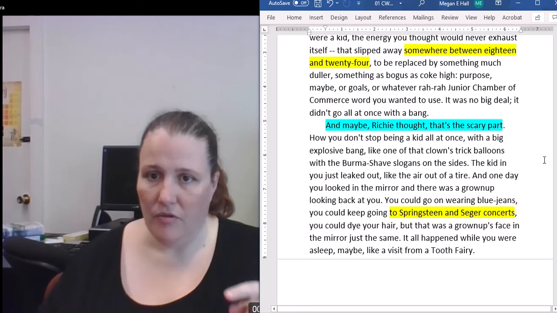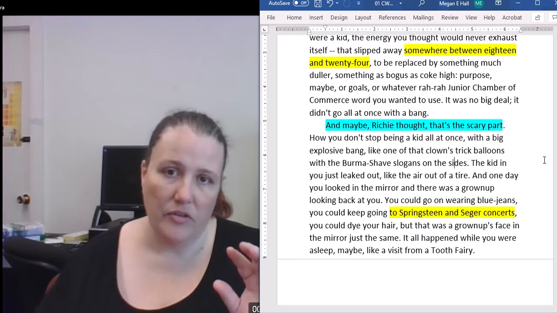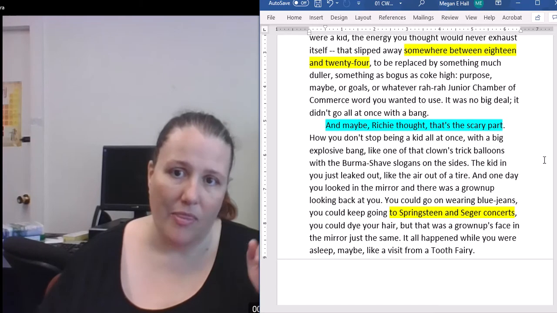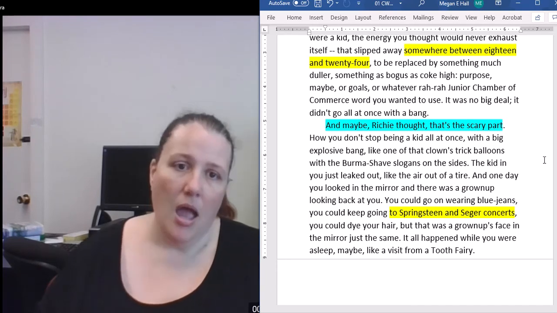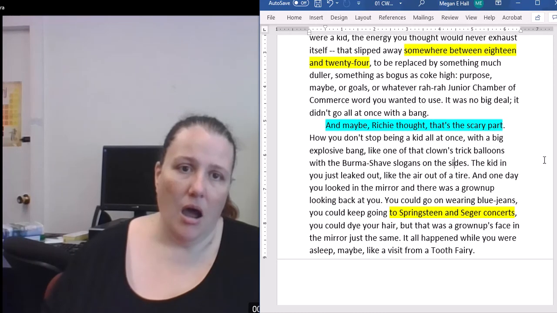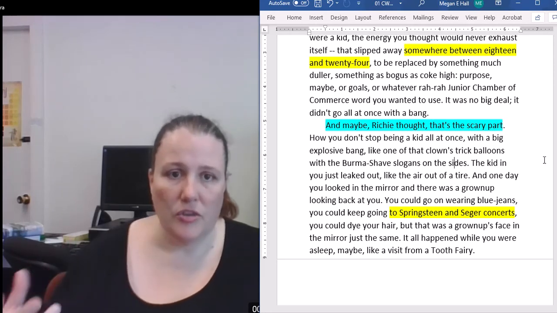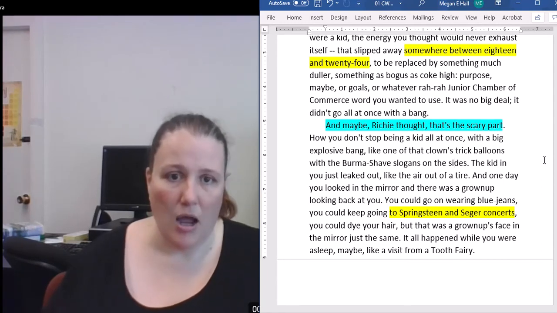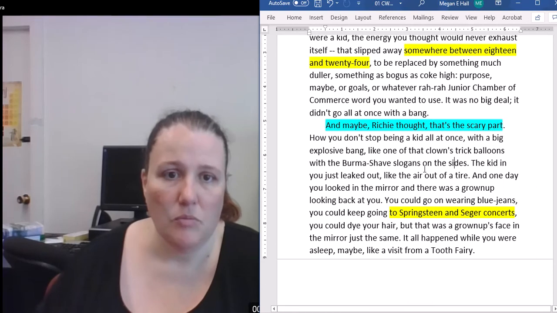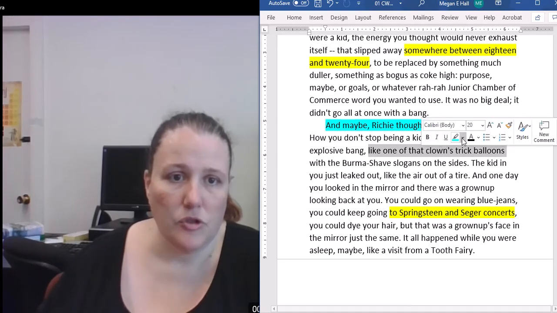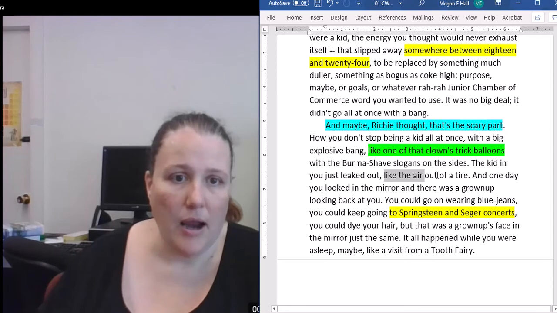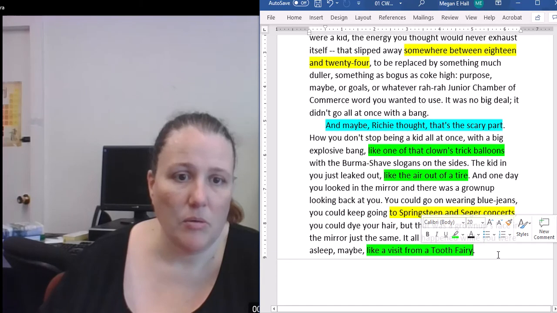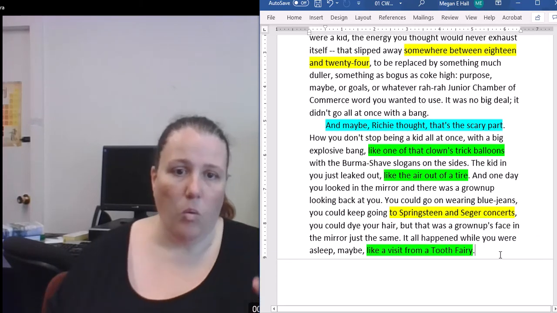That the real thing to be afraid of is not the clown. The real thing to be afraid of is losing your childhood and growing up. And that's the thing that's actually scary to people. And so I think it's very interesting to look at this style. Now, sometimes Stephen King has a number of sentence fragments, like Cormac McCarthy. Here we do not. We have some longer sentences, and we have some similes, like one of the clown's trick balloons. We have like air out of a tire. We have like a visit to a tooth fairy. So we're mixing our similes here, but I think they kind of work.